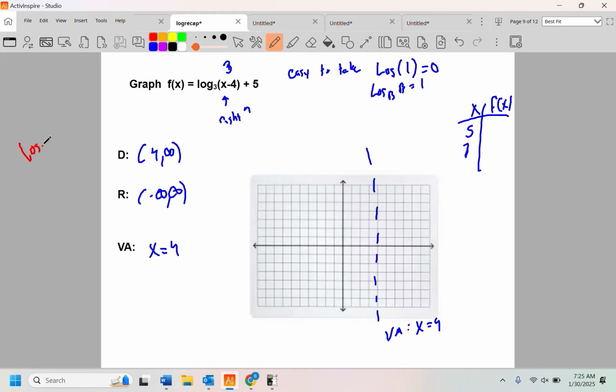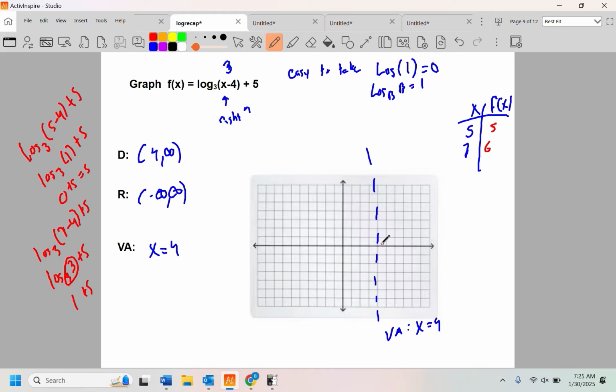Log base 3 of 5 minus 4, add 5, is log base 3 of 1 plus 5. And log of 1 is always 0. So 0 plus 5 is 5. All right, plug in a 7. Log base 3 of 7 minus 4, add 5, is log base 3 of 3 plus 5. Log base 3 of 3, if the bases match, you get a 1. And 1 plus 5 is a 6. These are my 2 points.